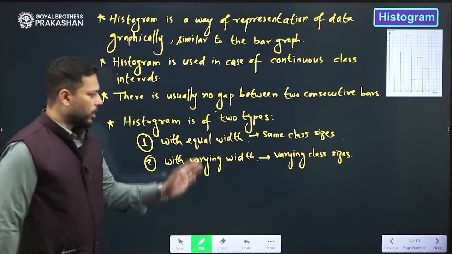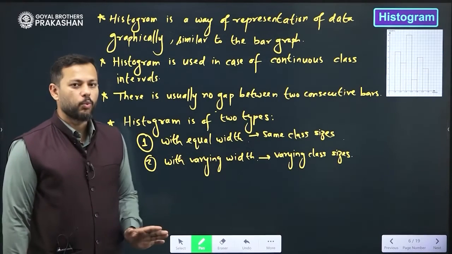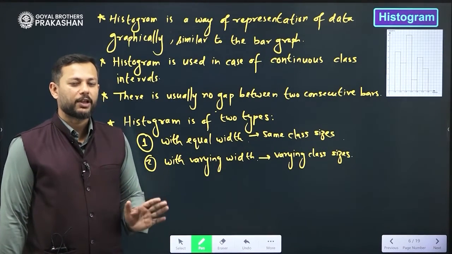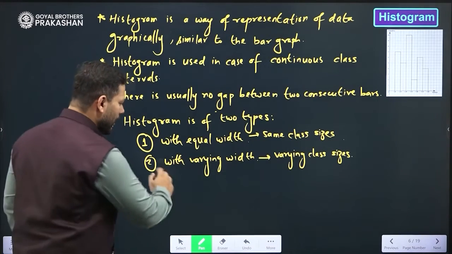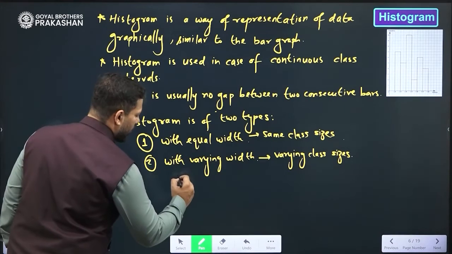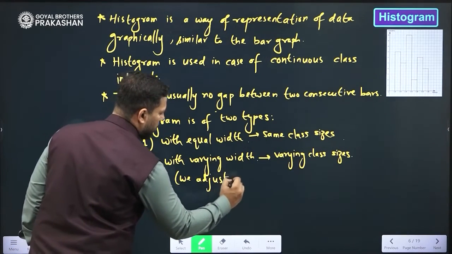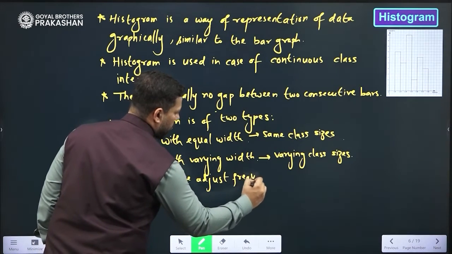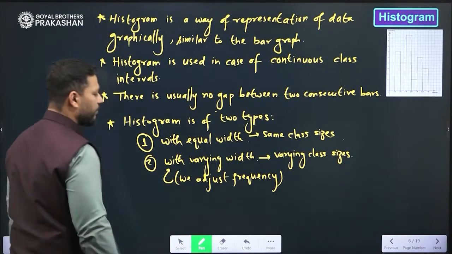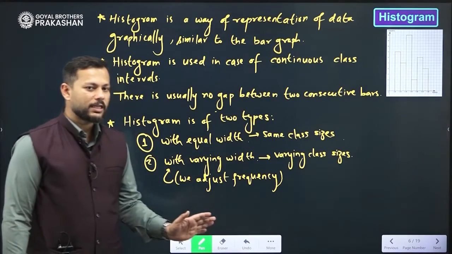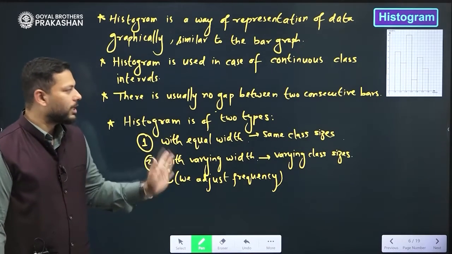Is it clear? So if I look at it, there is one very important thing. Whenever you have varying width, you need to adjust the frequency. We are going to definitely do some examples for that. In case of varying width, we need to adjust the frequency. The method of doing that will be explained when we do an example, but this is what a histogram looks like.